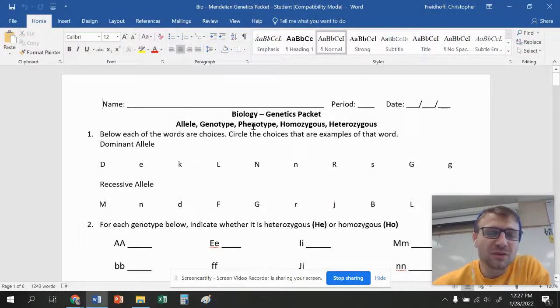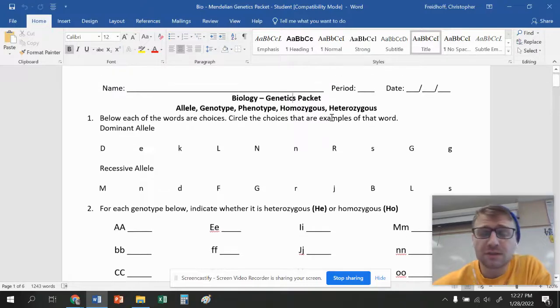Everyone, this is going to be a video to go through my genetics packet. It's 6 pages long, front and back, 3 pages. So the first page you can see here is just going to be talking about alleles, genotypes, phenotypes, and the terms homozygous and heterozygous. Number 1 says below each of the words are choices.